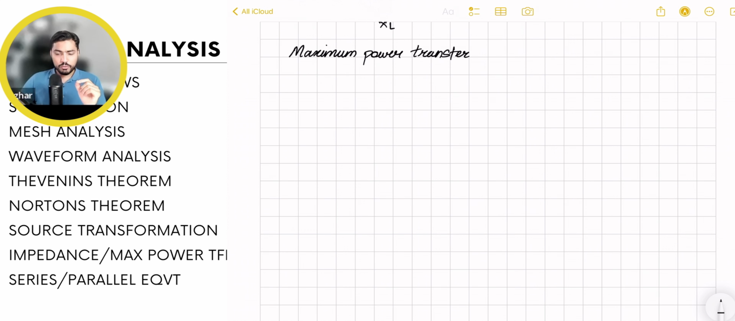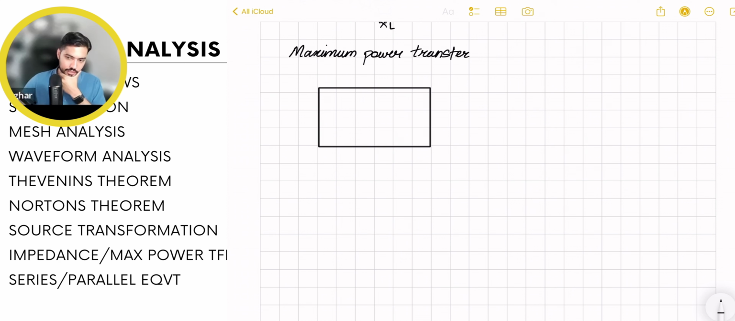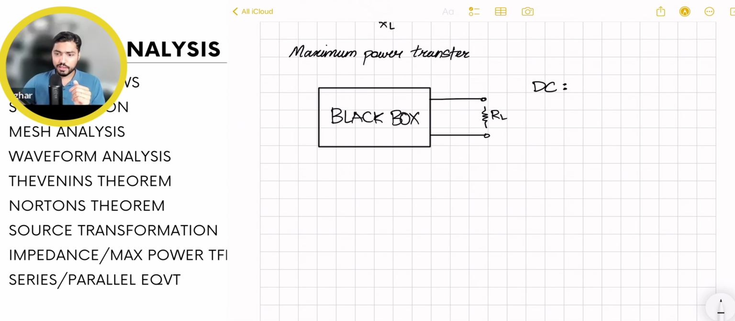And if I want to make sure that maximum power is transferred to a load, R_L, then how should I set up its resistance? If this is a DC circuit, how do I set up its resistance? And if it's an AC circuit, then how do I set up its impedance? The short answer is that the resistance of this load resistor should simply be equal to R Thevenin.